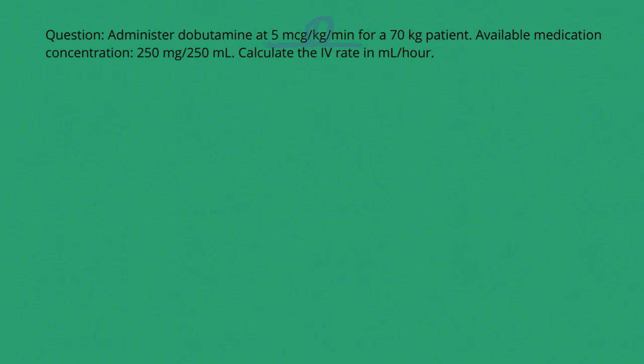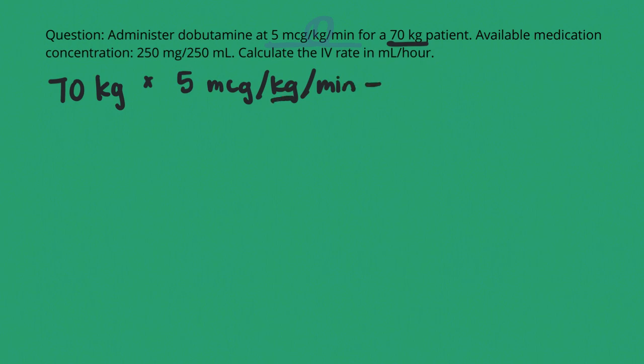So how I like to do that is I like to take my patient's body weight, which I also see is right here, 70 kilograms, and I just multiply that by the weight-based order, which is 5 micrograms per kilogram per minute. So this is always the first step when you see that weight in there. All right, when you do this multiplication step, you're going to see that the units can cancel. So kilograms will cancel kilograms, and you'll be left with the micrograms per minute for this patient.